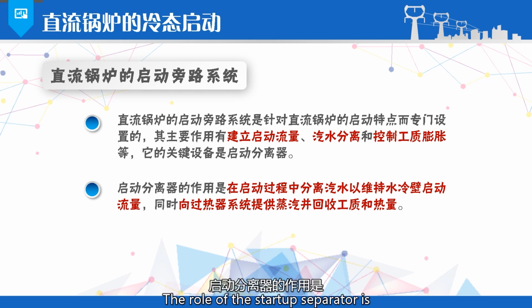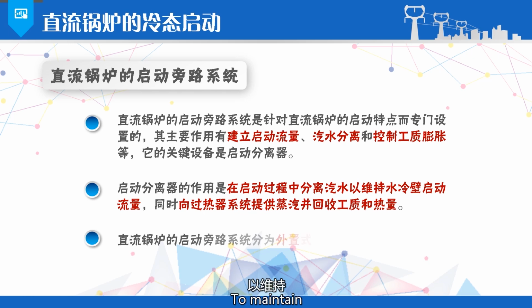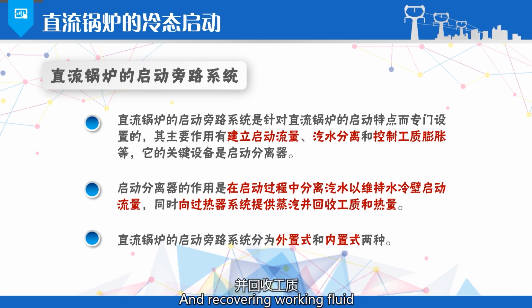The role of the startup separator is to separate steam and water during the startup process to maintain the water wall startup flow while also providing steam to the superheater system and recovering working fluid and heat. The startup bypass system for once-through boilers is divided into external and internal types.